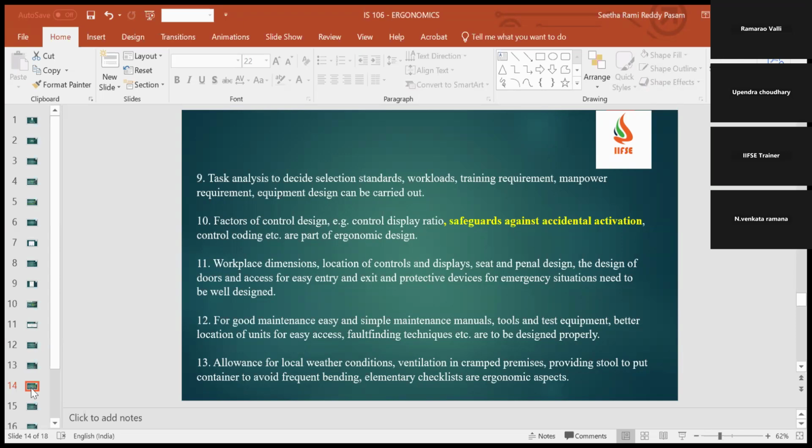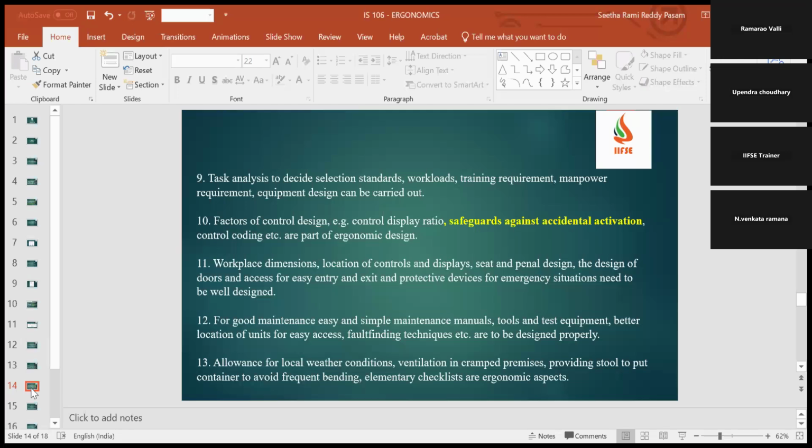Another one: workplace dimensions and also location of controls and displays, seat and panel design, the design of doors and accesses for easy entry and exit, and also protective devices for emergency situations need to be well designed. In ergonomics, the workplace dimensions: whatever the workplace you have, those dimensions also need to be considered. Then location of controls, exactly where we have to position the controls and displays. Then seat and panel design, like control panels, etc.